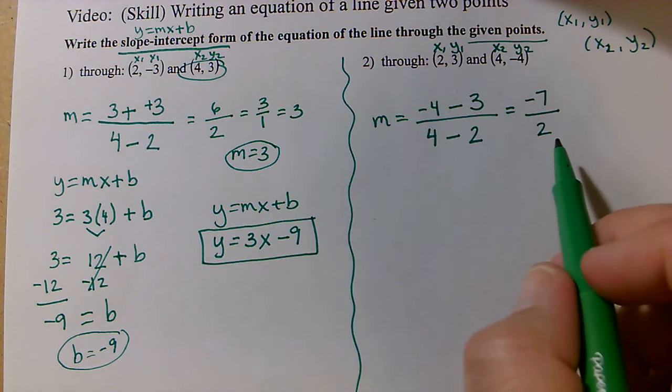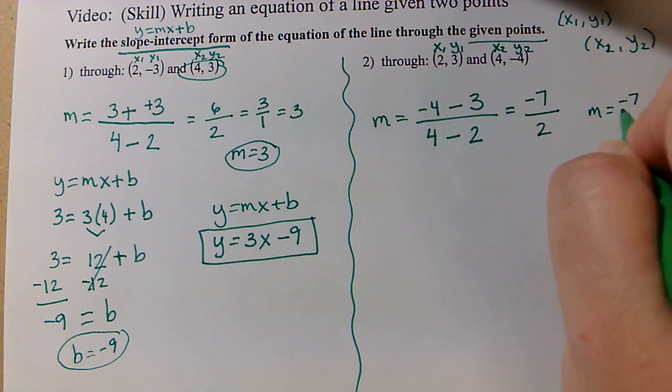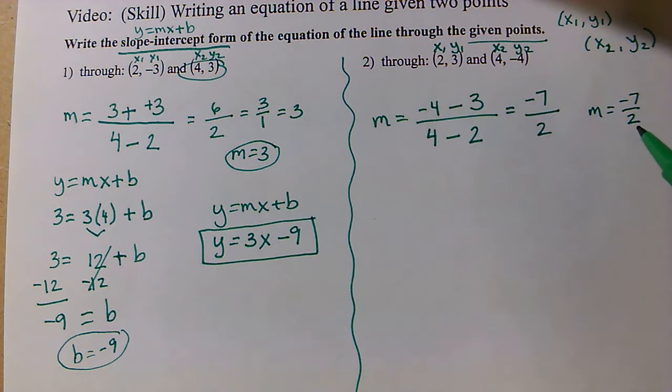So in this case, our slope turns out to be a fraction. Our m is equal to -7/2. 2 goes into 2, but 2 does not go into 7, so this can't be reduced anymore. So we're going to work with that fraction as our slope.